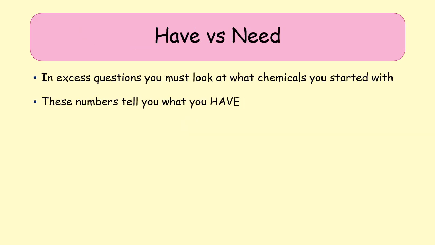So when it comes to excess questions, regardless which one it is, you need to understand about what you have versus what you need. So whenever you read a question and it tells you the quantities of chemicals that you started with, those numbers are what you have. And when you work out the moles using those numbers, that is what you have. When you take one of the chemicals and apply the molar ratio to it to work out how much of the other chemical would fully react with it, that is telling you how much you need.